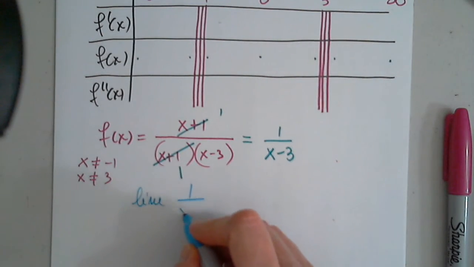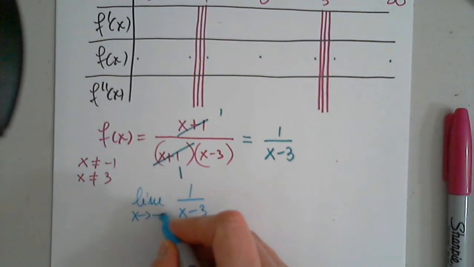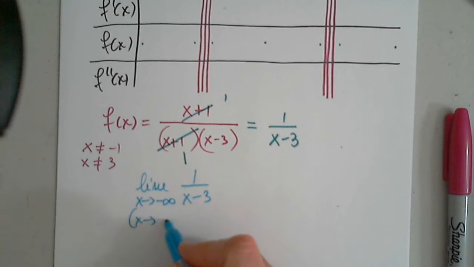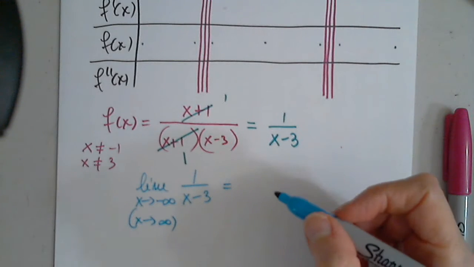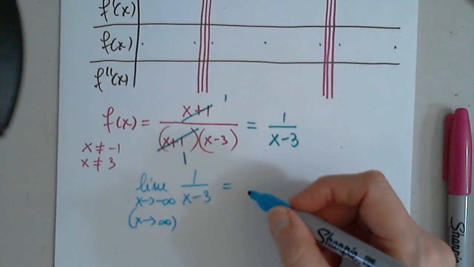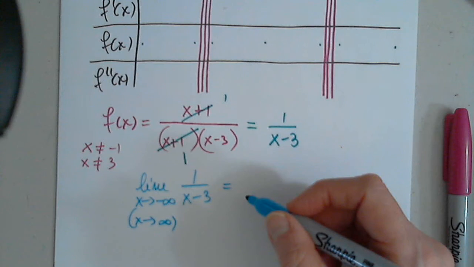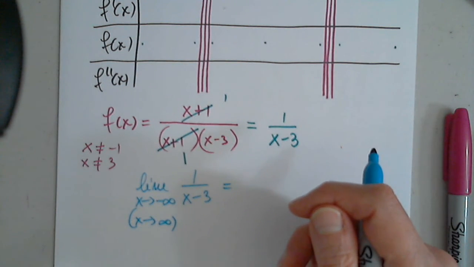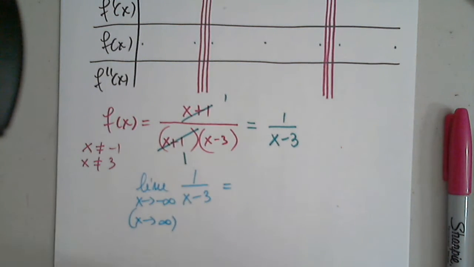Limit of 1 over x minus 3 as x approaches negative infinity or infinity. What is the answer? Anyone? It would be -2. So what do we have to do first when we find a limit? Anyone? To plug it in. Okay, excellent. So please plug it in.